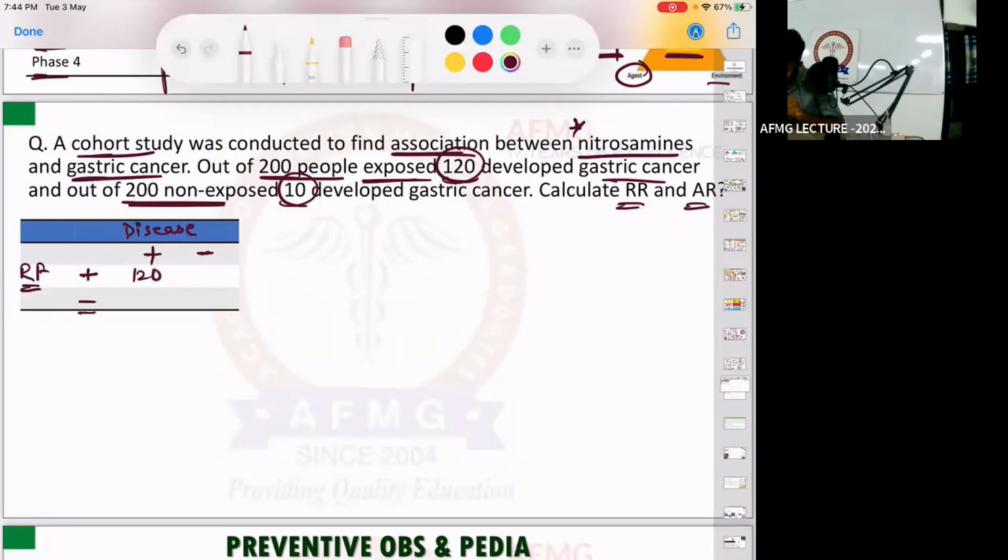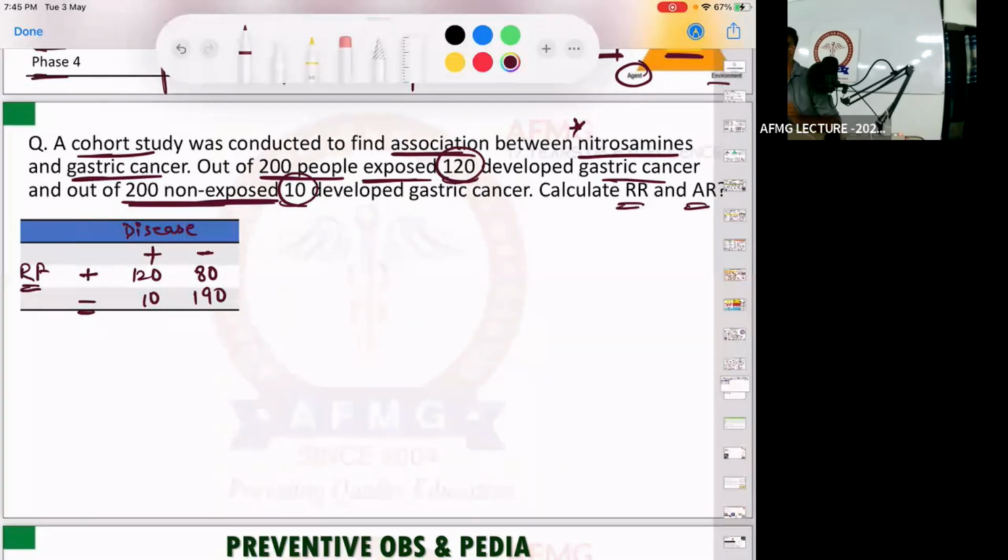How many did not have a risk factor but then also developed the disease? 10. Okay, 10 belonged to the non-exposed group and also developed the disease. Then how many of them were having the risk factor but did not develop the disease? 200 minus 120, 80. How many of them were not having the risk factor and did not develop the disease? 190. No issues with this. So what will we call this quickly? True positives would be 120. Having risk factor, having disease. Those are true positives. Okay?